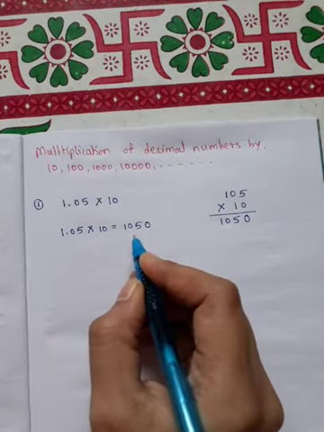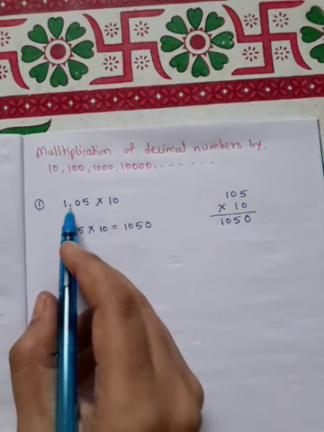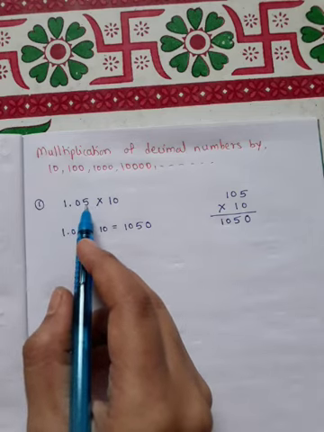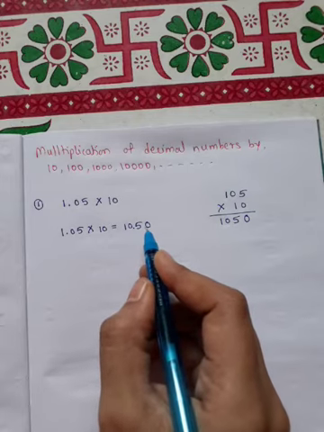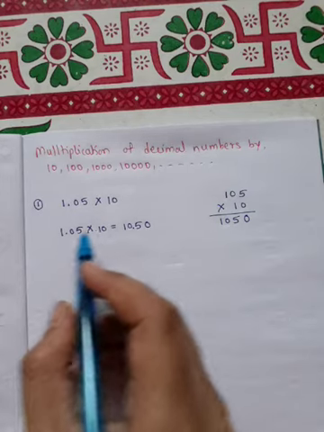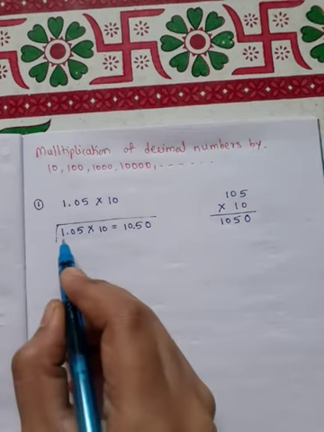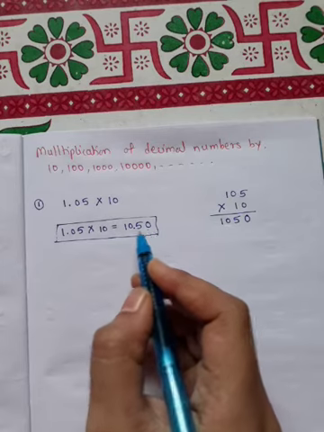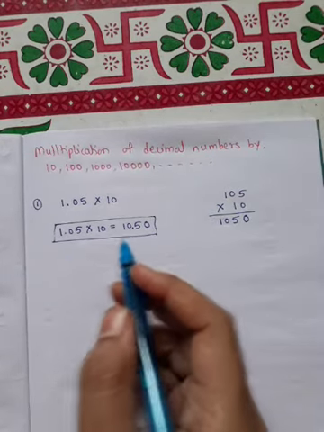Okay, so we get the product 1050. Now for placing the decimal point, we count the digits after the decimal point. Here after the decimal point there are 2 digits. So in the obtained product we put the decimal point before 2 digits. So the product of 1.05 into 10 is 10.50 or 10.5, because 0 after the point doesn't matter.